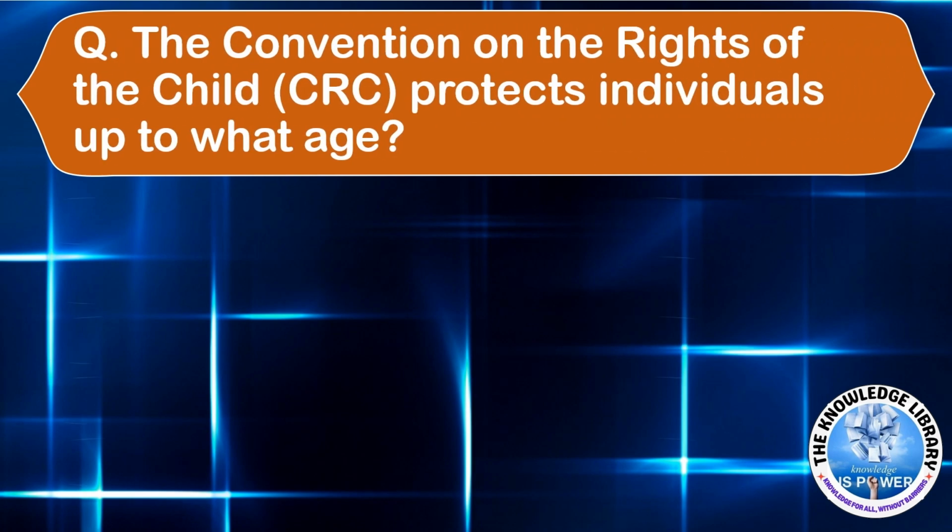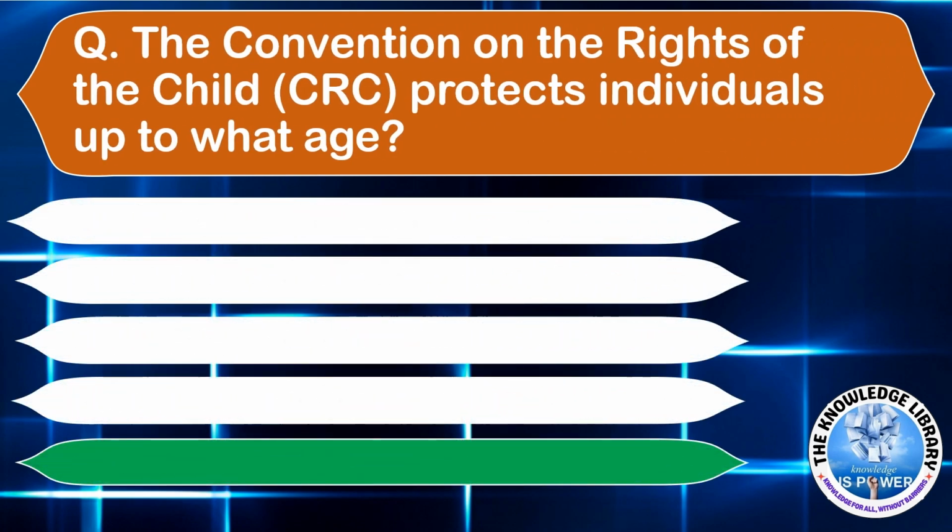Next question is, the Convention on the Rights of the Child protects individuals up to what age? Option A, 16. Option B, 18. Option C, 21. Option D, 14. Correct answer is option B, 18.